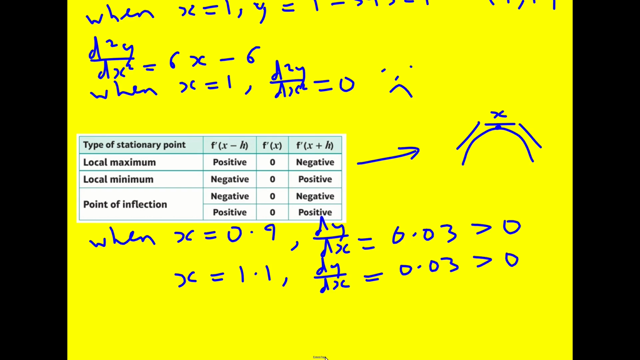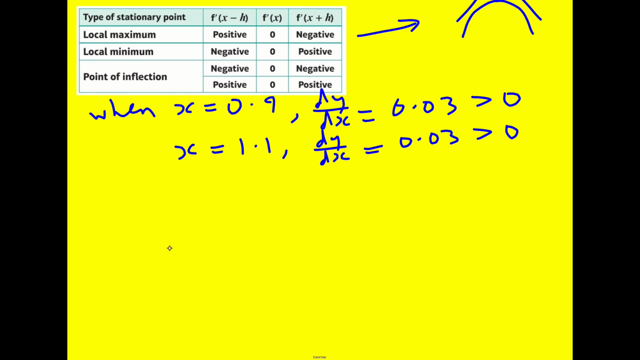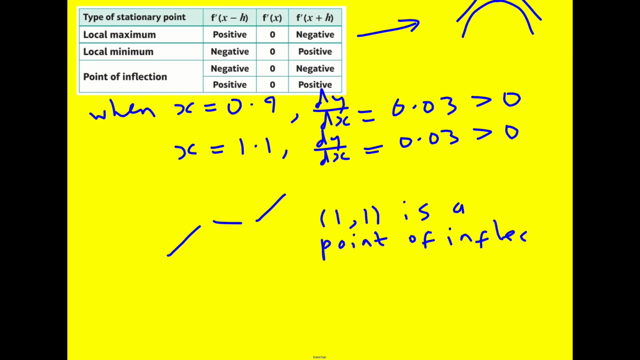So if we put this together, what we've just shown is that the gradient is positive, then it's 0 at the stationary point, then it's positive. So 1, 1 is a point of inflection. It won't always be a point of inflection, but it is in this case. That is an example of how you can use the gradients to classify stationary points, looking to the left and to the right of the stationary point.